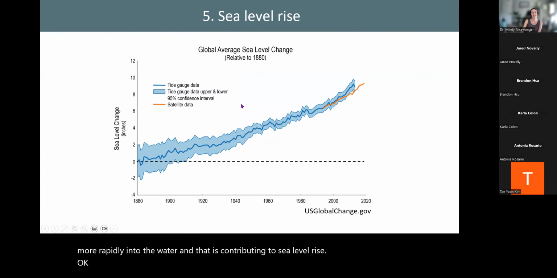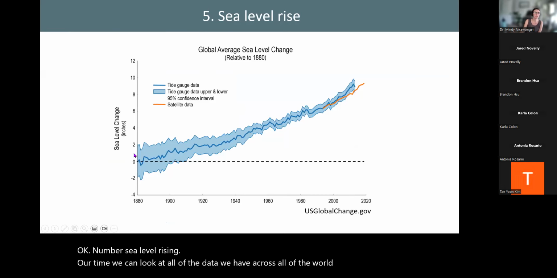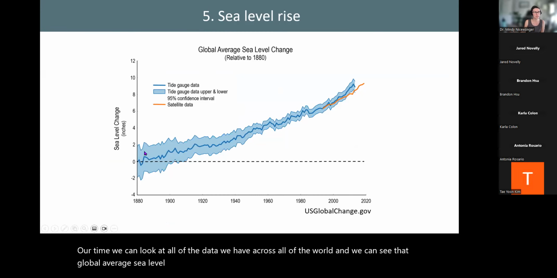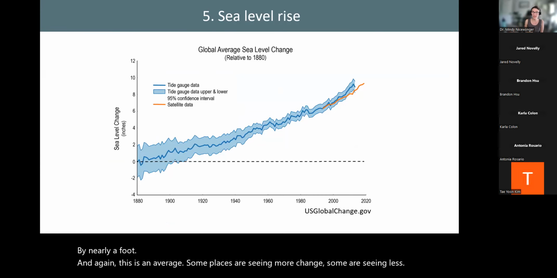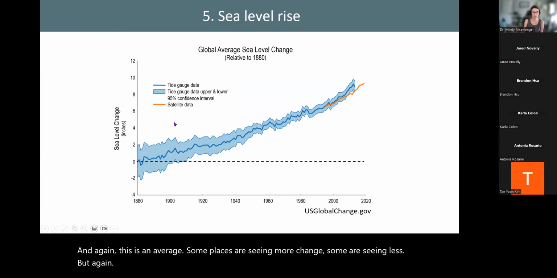Okay, number 5, sea level rising. We can look at all of the data we have across all of the world, and we can see that global average sea level has increased by nearly a foot. And again, this is an average. Some places are seeing more change, some are seeing less. But again, the big picture story is what matters here.